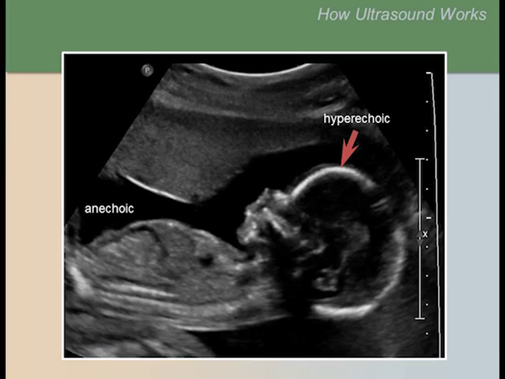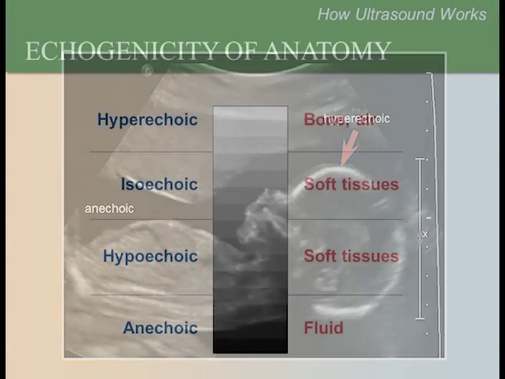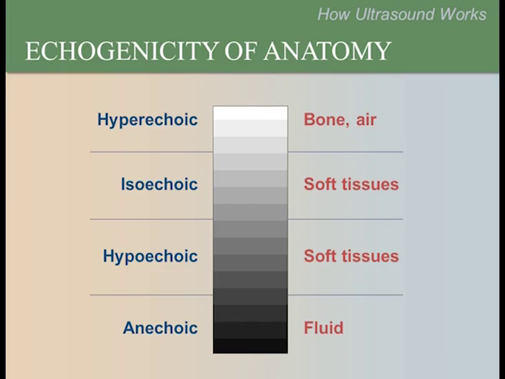This means that there are no echoes from the fluid, and there are strong echoes coming from the bone in the skull. Bone and air are the most echogenic. They are hyperechoic and will appear white. Fluids, including blood, amniotic fluid, and urine in the bladder, are anechoic and will appear black. Soft tissue will appear either isoechoic or hypoechoic, as you will see in the hands-on sessions.